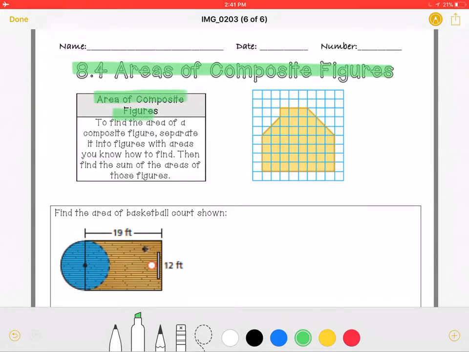So to find the area of composite figures, separate it into figures with areas you know how to find, then find the sum of those figures. We're going to add them all up.